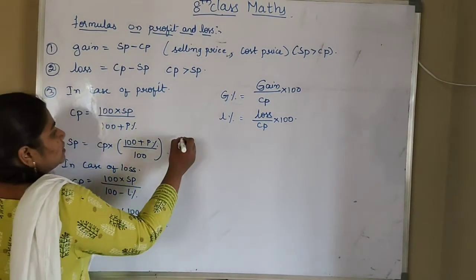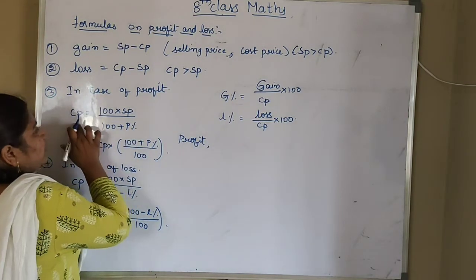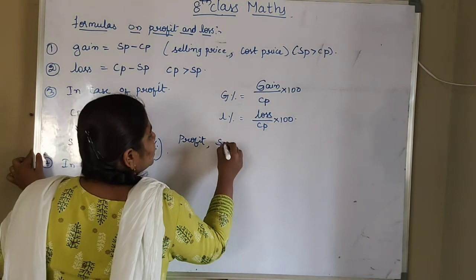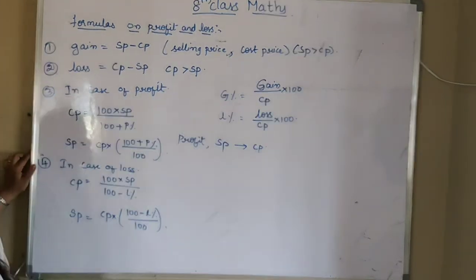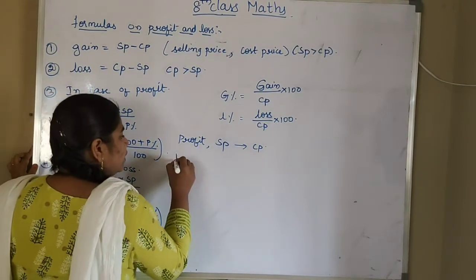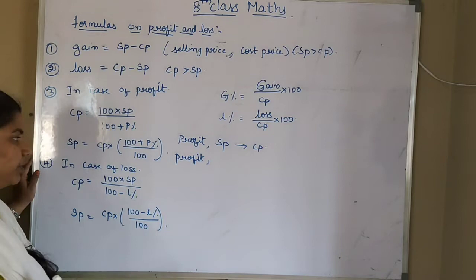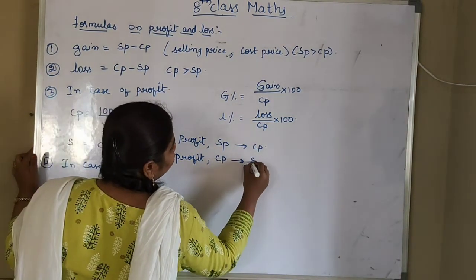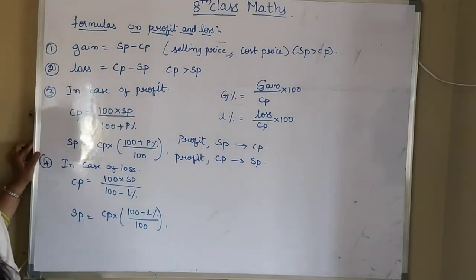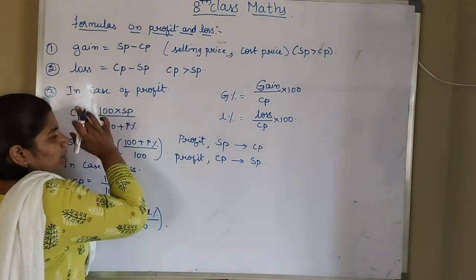That means in the first one they will give the profit value and the selling price, and you are finding the CP. You have to find the CP value. Okay. In this case they will give the profit value. In the question they will give profit value and they will give CP value. You have to find the SP value. Okay. So in terms of profit you have to use these two formulas.